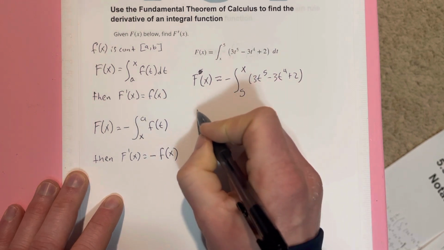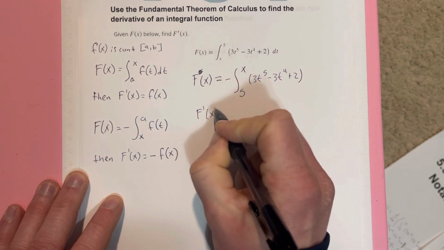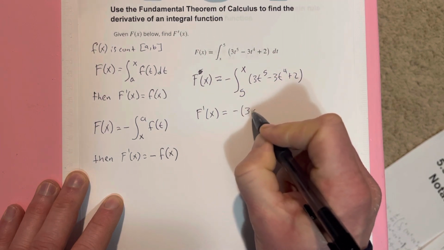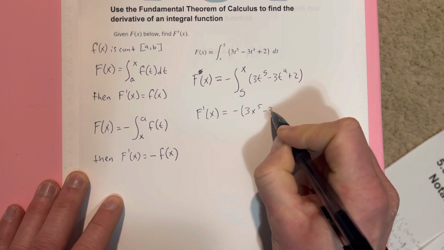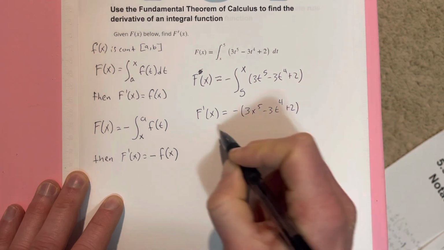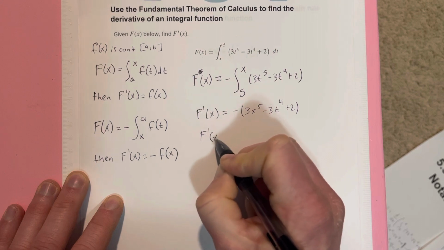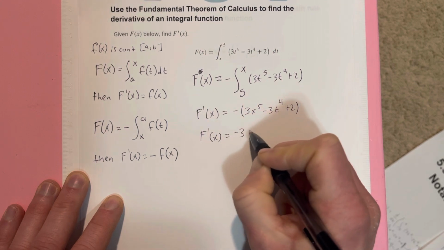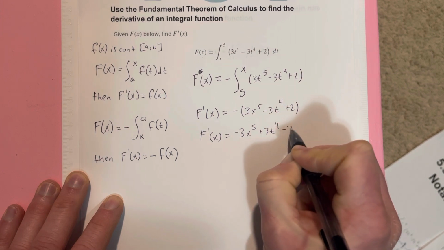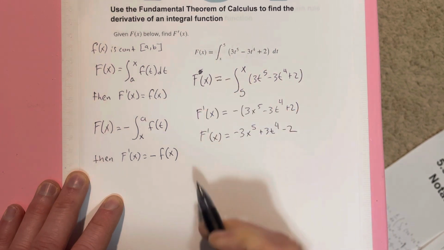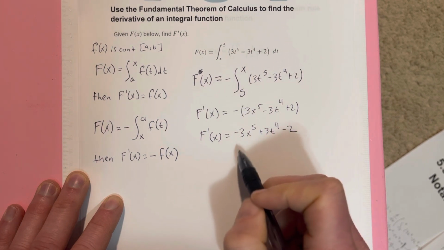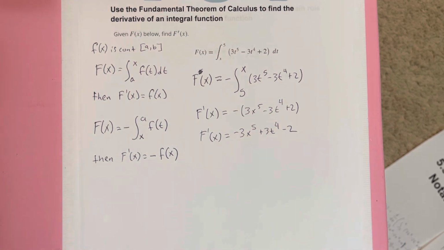So I'm going to end up with F prime of x equal to negative 3x to the 5th minus 3x to the 4th plus 2. So F prime of x is equal to negative 3x to the 5th plus 3x to the 4th minus 2. So when you flop the lower bound and upper bound, all that's going to do is switch the signs for the function, from positive to negative.